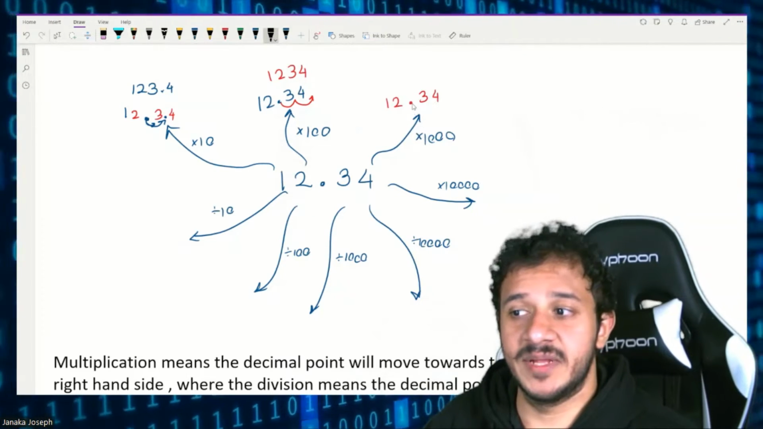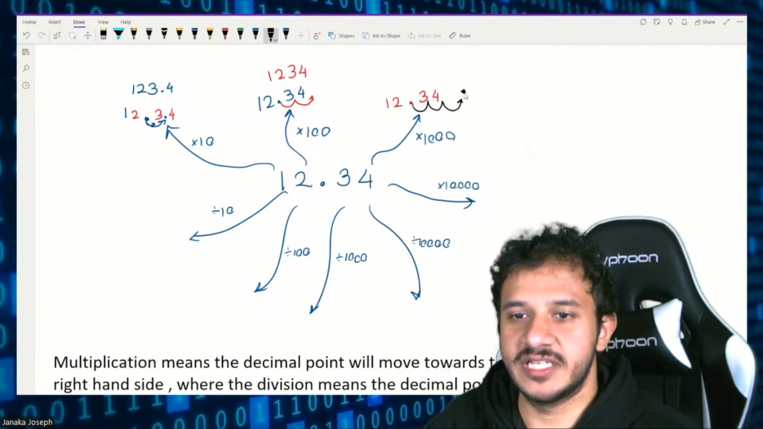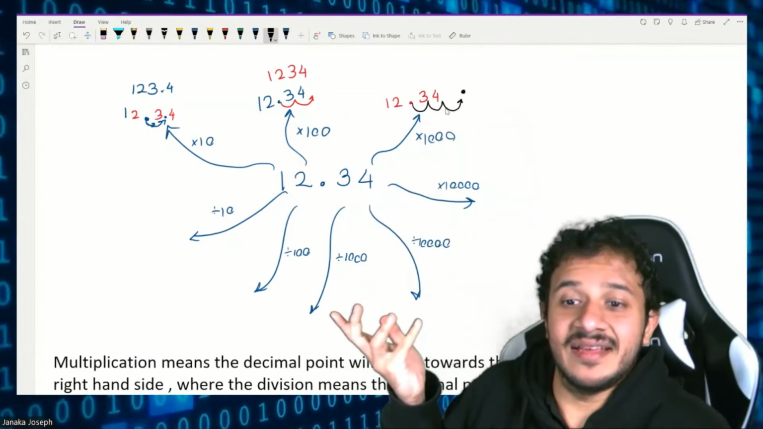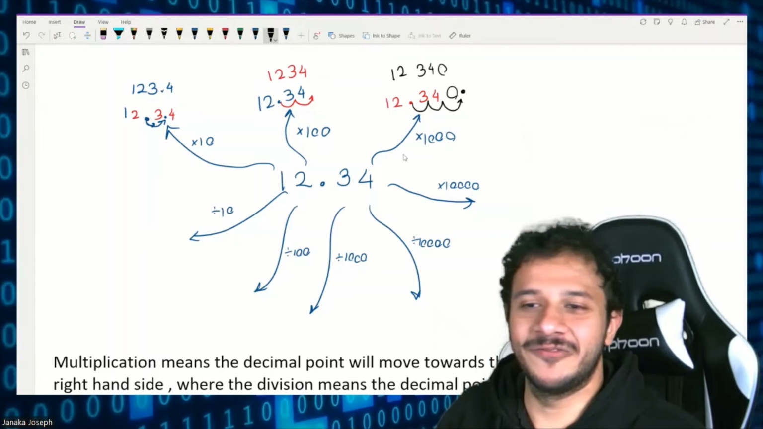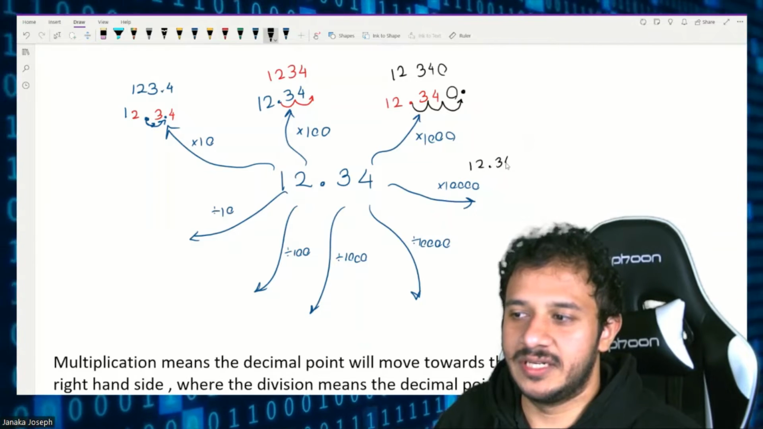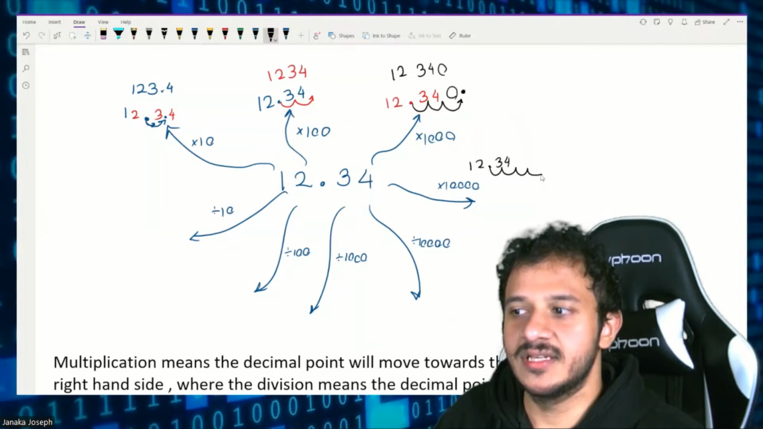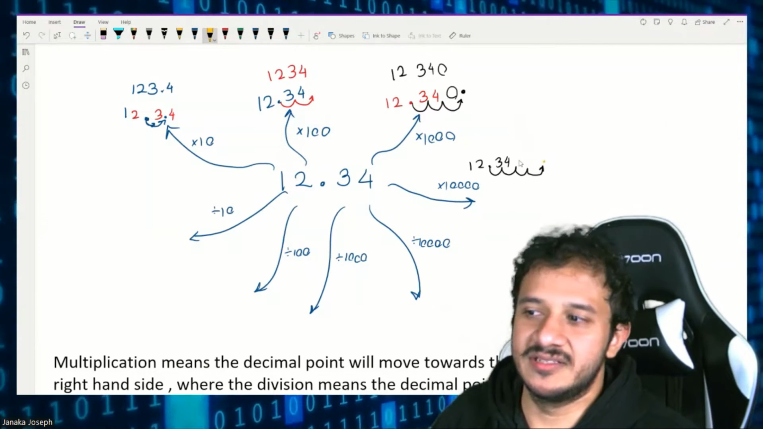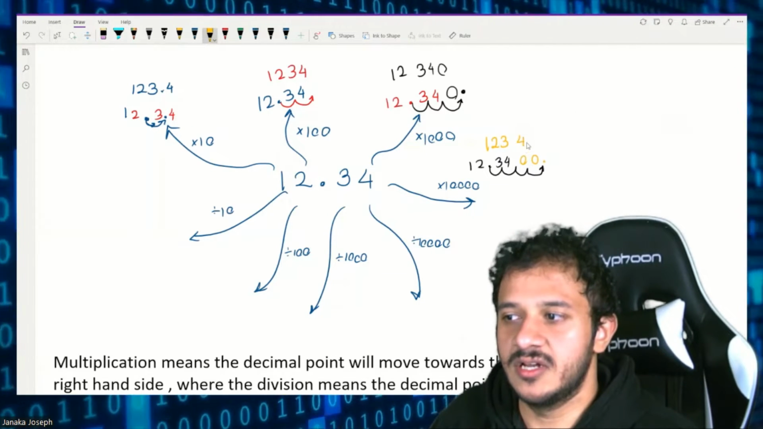12.34, here it's multiplied by 1000. So one decimal place, two decimal places, three decimal places. So the decimal point will come here. But there is a blank. What is the blank? That is nothing. Nothing means 0. So it will be 12,340. Multiplied by 10,000 means 12.34, one place, two places, do it with me, three places, four places. So the decimal point is here. So it's going to be 123,400.